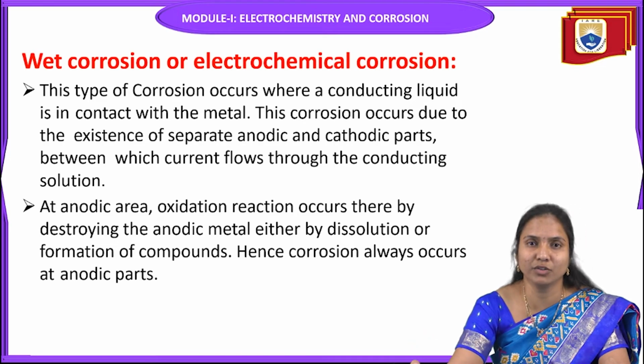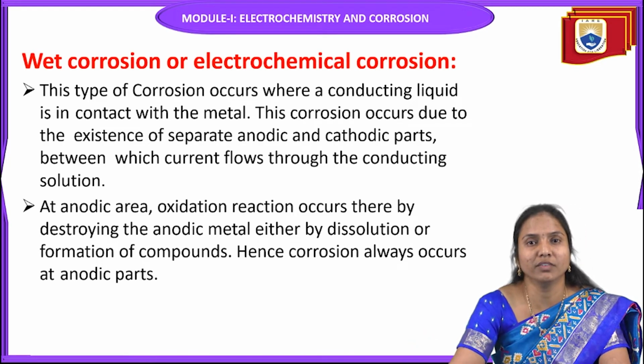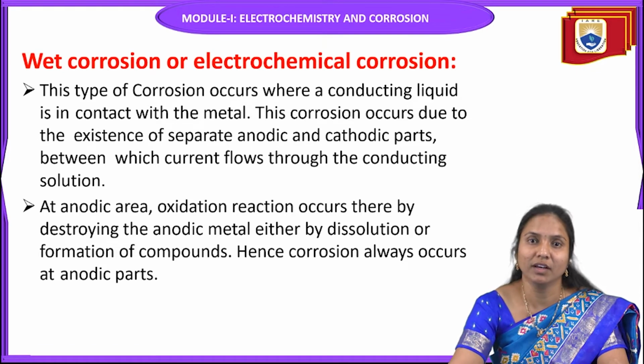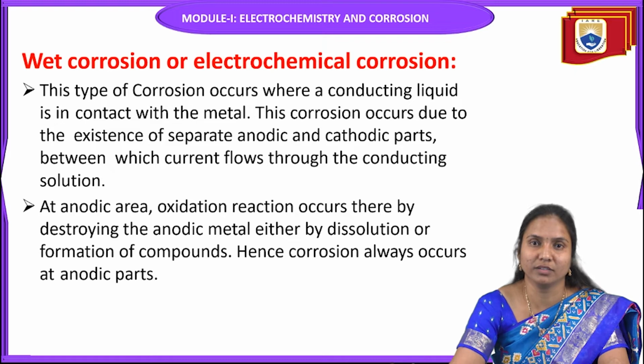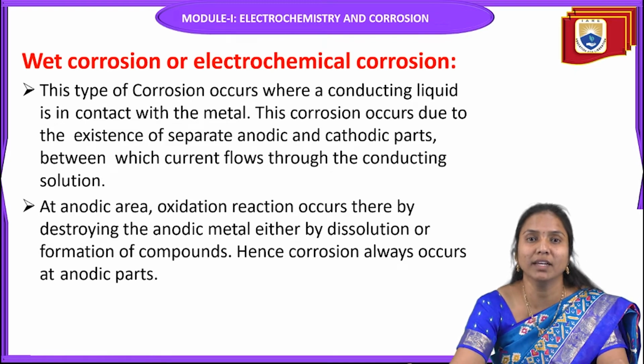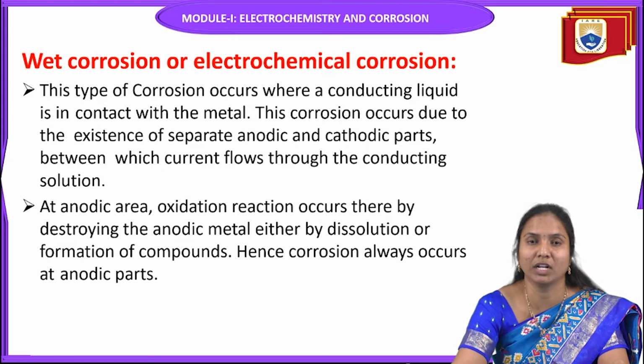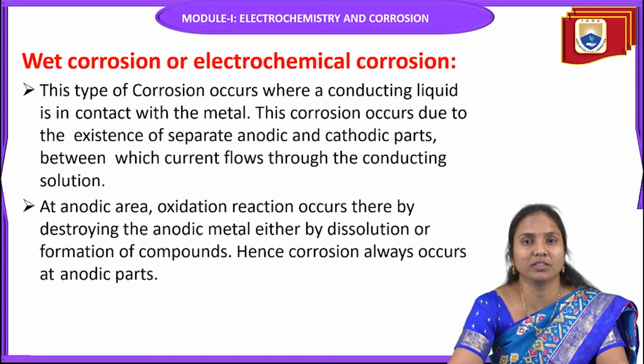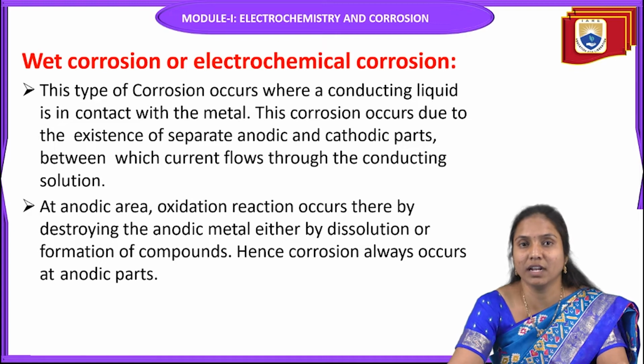So what is the meaning of corrosion? The loss of metal by attacking environment or atmospheric conditions is called corrosion. Simply, we say destruction or deterioration of metal by attacking environmental gases or atmospheric conditions like temperature, pressure, etc. This is called corrosion. We already discussed the main effects of corrosion in the last class.